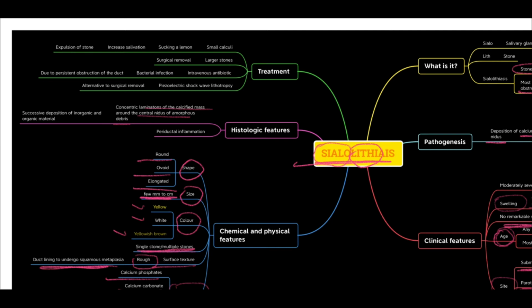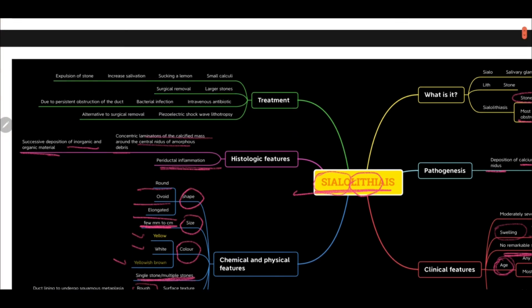And why are these concentric laminations there? It's because there is successive deposition of inorganic and organic material. So it doesn't happen all at once, it's a slow process. There is successive deposition of calcium around the central nidus. You would also see periductal inflammation under the microscope.